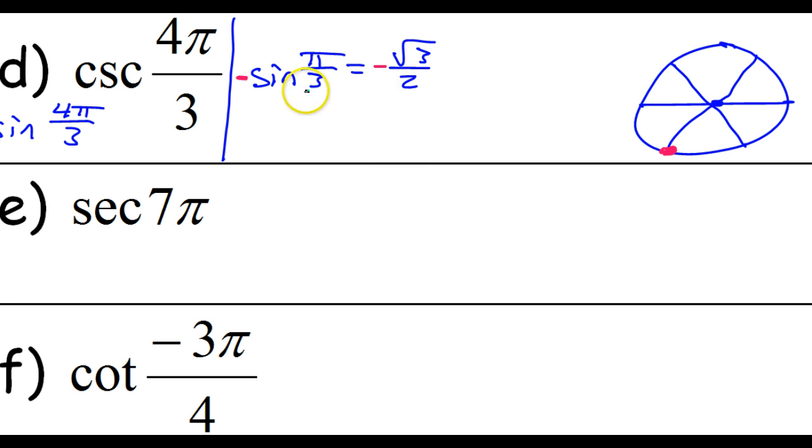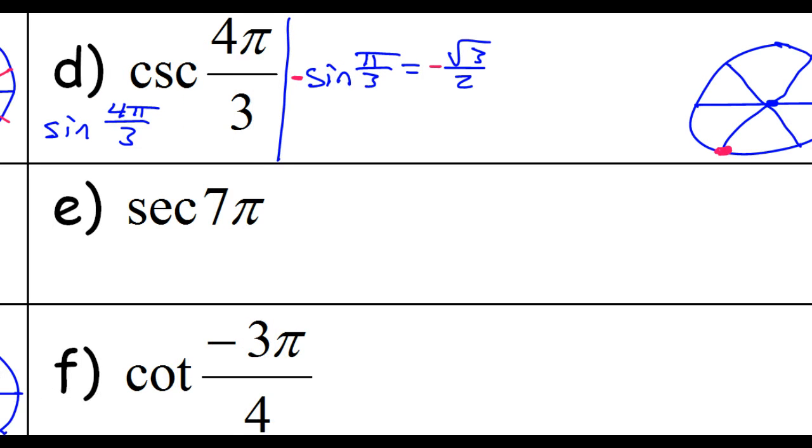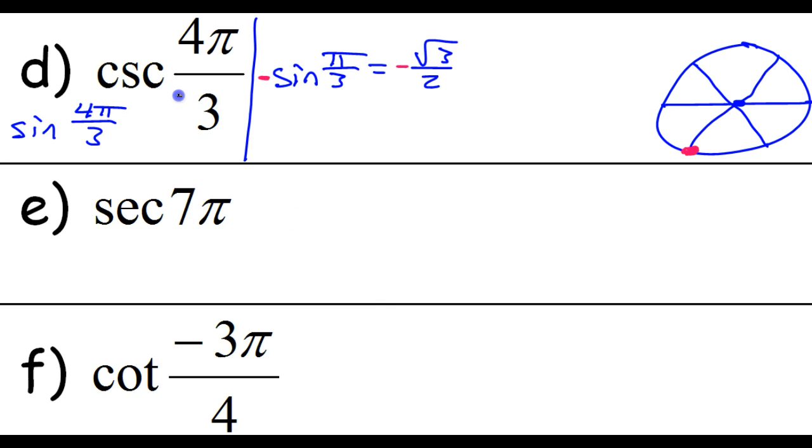Okay, so that's the answer for sine. But what I really wanted was cosecant. So what do I have to do to this? Yeah, I got to do that reciprocal. So the true answer is going to be negative 2 over radical 3. Okay, I had to do the reciprocal at the end. So that's the answer for D. Any questions right there?